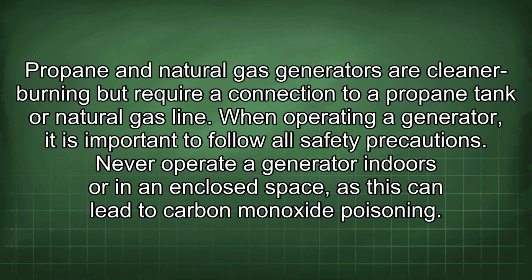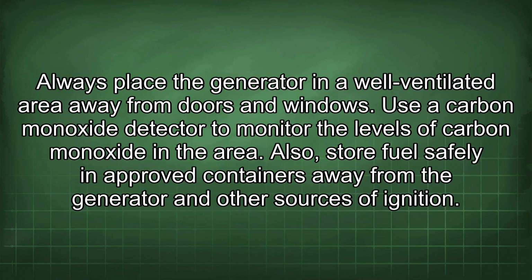When operating a generator, it is important to follow all safety precautions. Never operate a generator indoors or in an enclosed space, as this can lead to carbon monoxide poisoning. Always place the generator in a well-ventilated area away from doors and windows. Use a carbon monoxide detector to monitor the levels of carbon monoxide in the area. Also, store fuel safely in approved containers away from the generator and other sources of ignition.